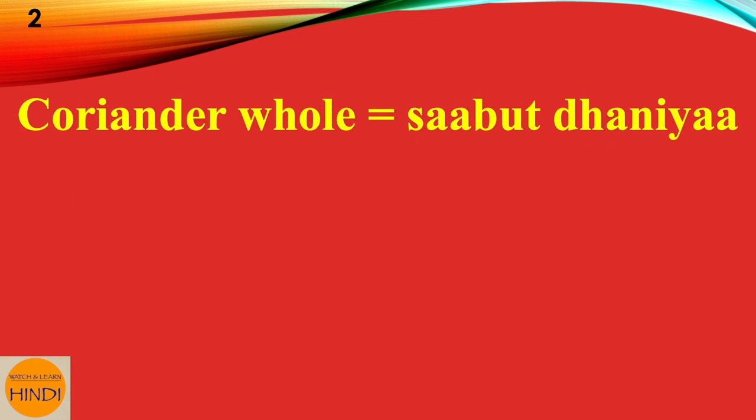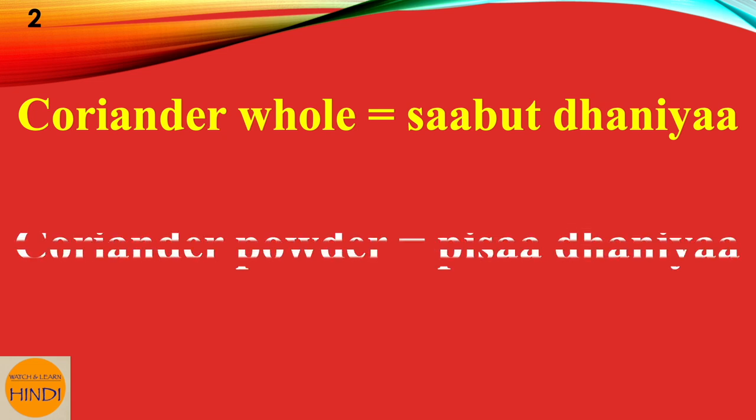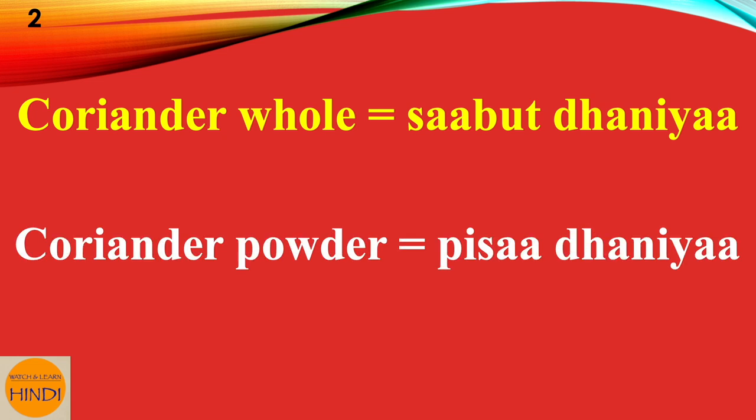Now coriander can be used in two different ways. So if you are using the whole seed, coriander whole, it's called sabut dhania. And if you are using the coriander powder, then it is called pisa dhania.